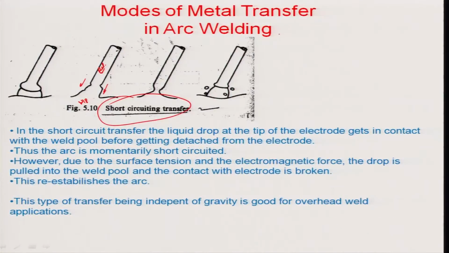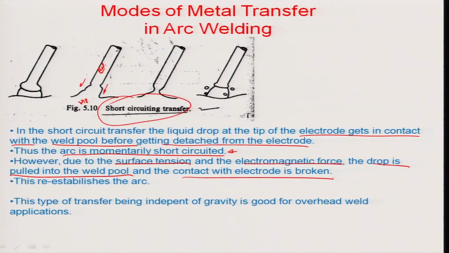In short circuit transfer, the liquid drop at the tip of the electrode gets in contact with the weld pool before getting detached from the electrode. Now, the arc is momentarily short circuited. So, there is a huge amount of current which flows because of the short circuit. However, due to the surface tension and the electromagnetic forces, the drop is now pulled into the weld pool, separated, and the contact with the electrode is broken because of that.